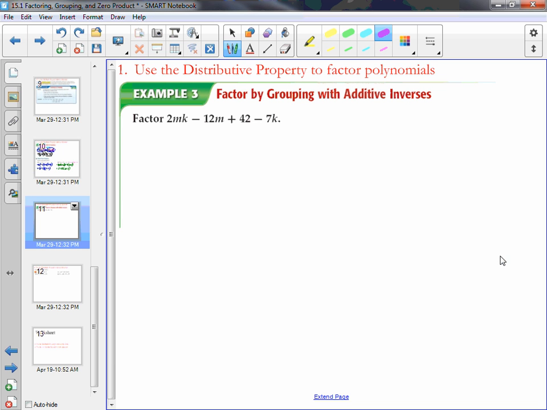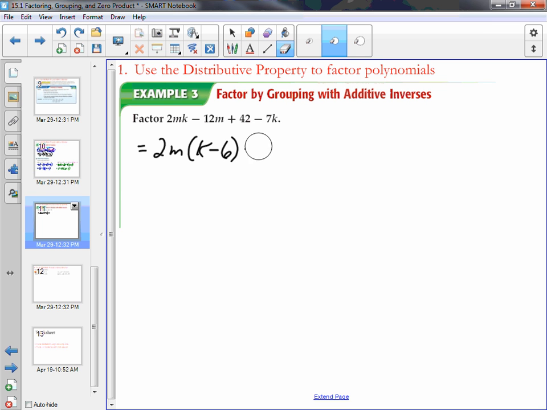Let's take a look at this one. All right, so from the first group, what can we factor out? From the first pair. 2m. All right, so in our parentheses, what's the first term in our parentheses? K. What's the second term in our parentheses? Negative 6. Okay. Well, I guess I should wait, shouldn't I?